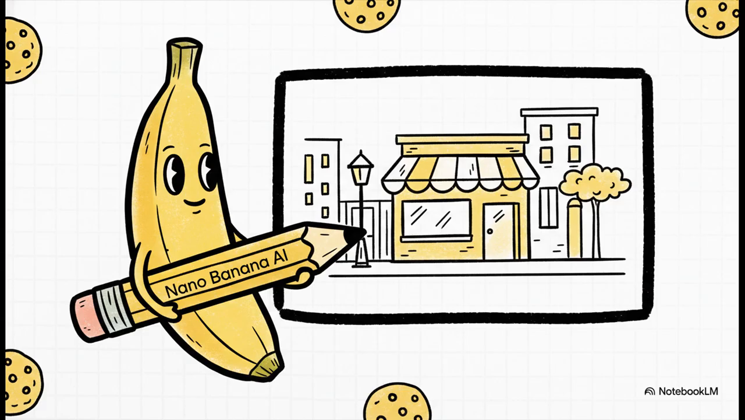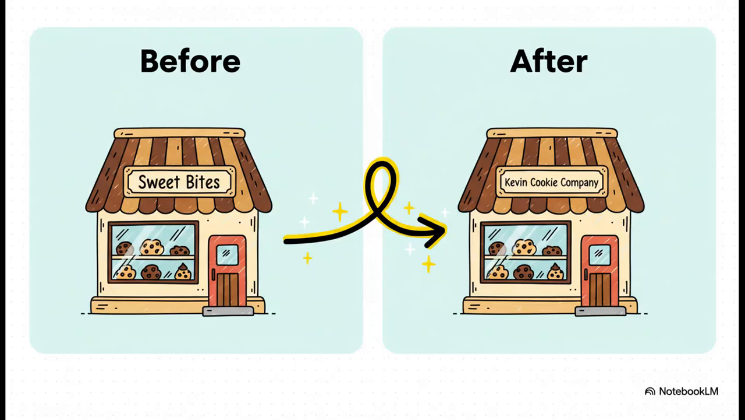All right, let's get our hands dirty with a simple one. We'll type in, make an image of a cookie store on a city street. Nice and easy. Let's see what it spits out. And boom, look at that, a beautiful little storefront. But wait, here's where the magic really kicks in. See how the sign says Sweet Bites? We can just follow up with another prompt, something like, change the name of the store to Kevin Cookie Company. And just like that, it edits only the sign. Everything else stays exactly the same.